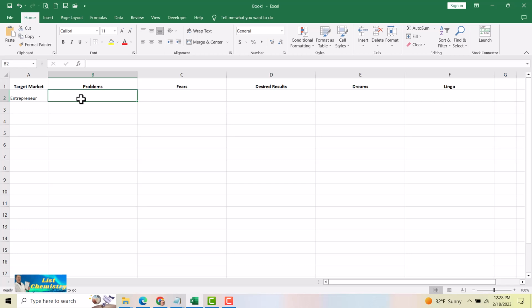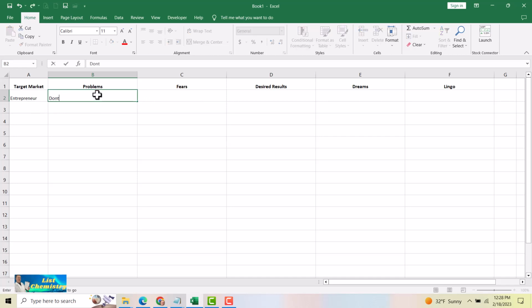And what you want to do is just run through this activity on yourself and by yourself. So get a piece of paper, get a notepad, create your own Excel file. Again, we have these 5 major things: problems, fears, desired result, dreams, and lingo. And so, for example, if you're an entrepreneur, what are some of the problems that entrepreneurs face?